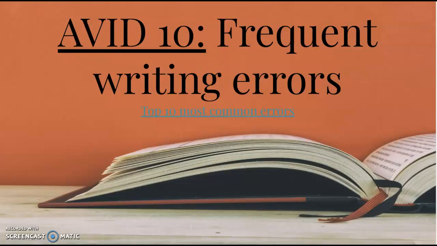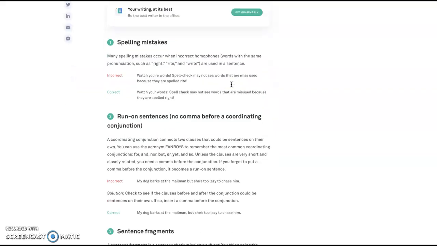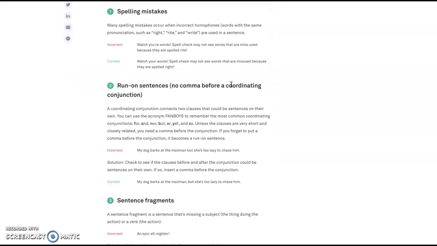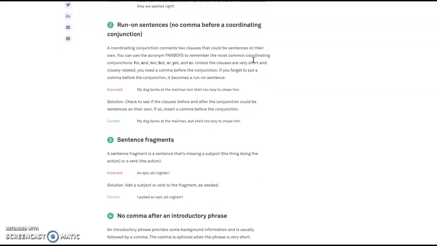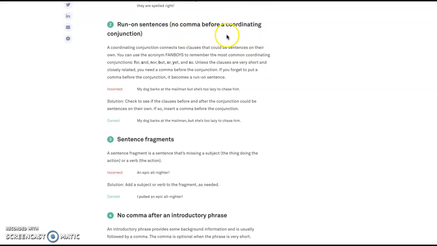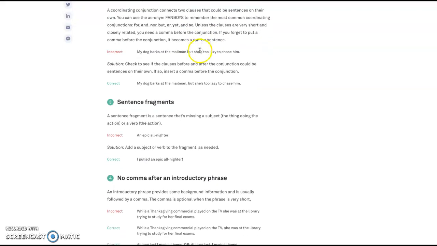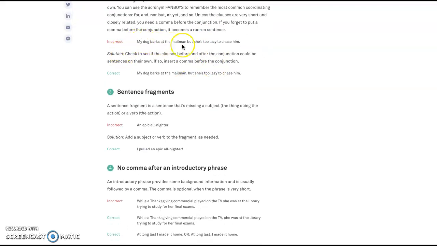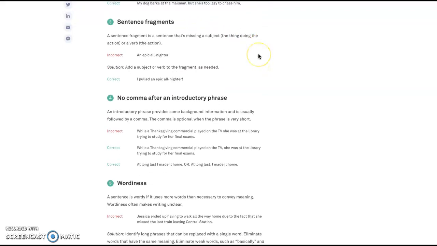So on the front page, I have this article linked, and some of it goes through the exact things that we just went through, like spelling mistakes and run-on sentences, so not using a comma when you should be before a coordinating conjunction, okay? So this incorrect one: my dog barks at the mailman but she's too lazy to chase him. It should be: my dog barks at the mailman, comma, but she's too lazy to chase him. So this is almost like a run-on because it's all crunched into one spot with no pause.